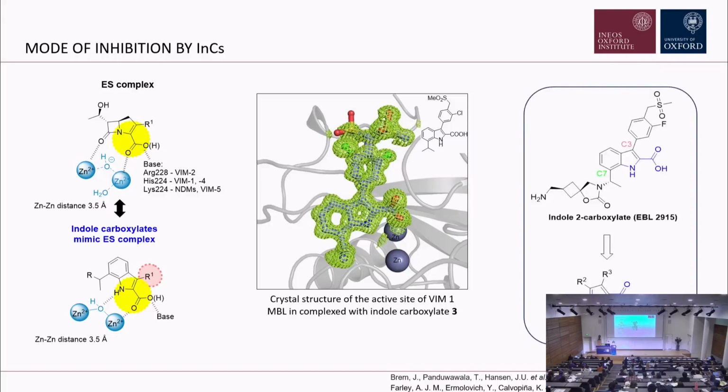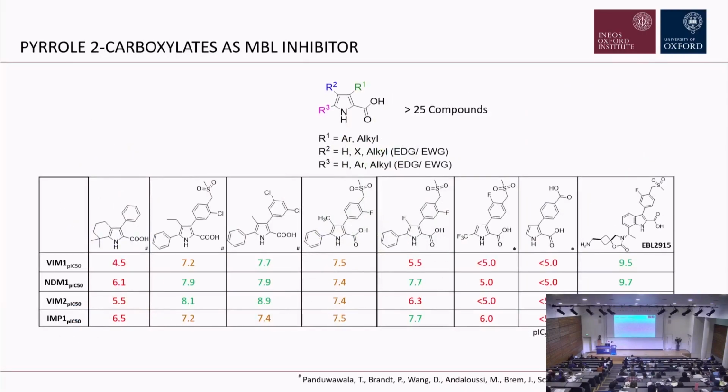Furthermore, we thought that pyrrole 2-carboxylate, which has a structural similarity with indole 2-carboxylate, can be developed as an MBL inhibitor, and it might have the advantage of better metabolic stability and smaller size. So to develop pyrrole 2-carboxylate as an MBL inhibitor, we have attached different alkyl, aryl, and halide groups to the pyrrole ring of the pyrrole 2-carboxylate, and we screened more than 25 compounds against the clinically relevant MBL enzymes, VIM-1, NDM-1, VIM-2, and IMP-1.